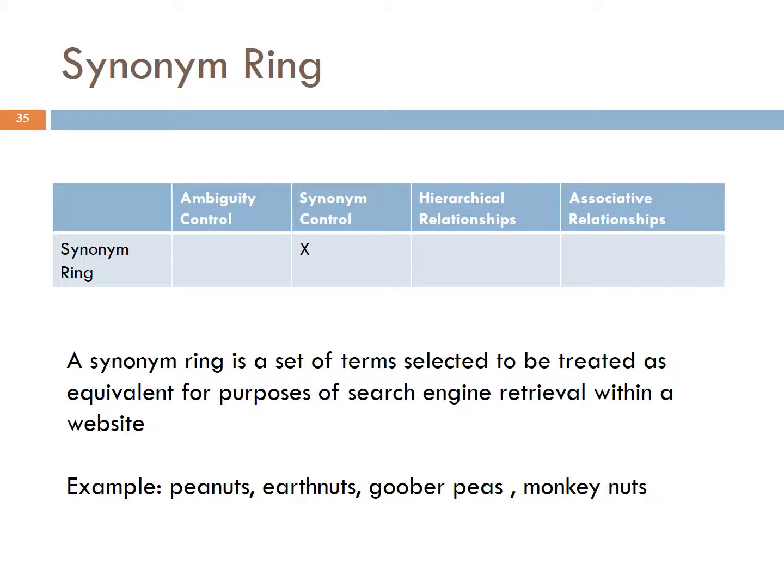Now, synonym rings are different from the other kinds of controlled vocabulary in that the terms are not used in metadata records, but they are entered into search engine software, and for this reason, I'd like you to be aware of them. So they lie outside of metadata per se, but they do fall in the spectrum of controlled vocabularies, and you see them being used more and more. So I just want you to be aware of their existence.